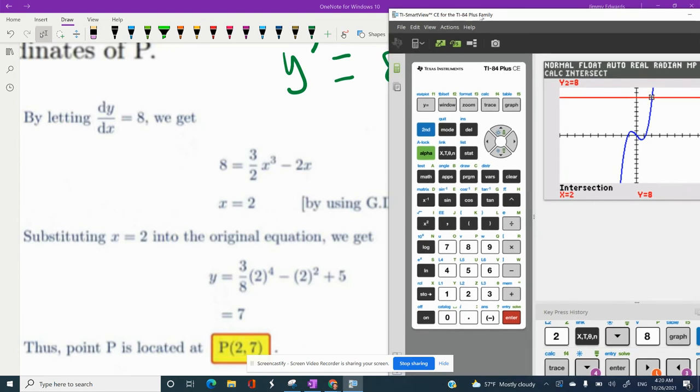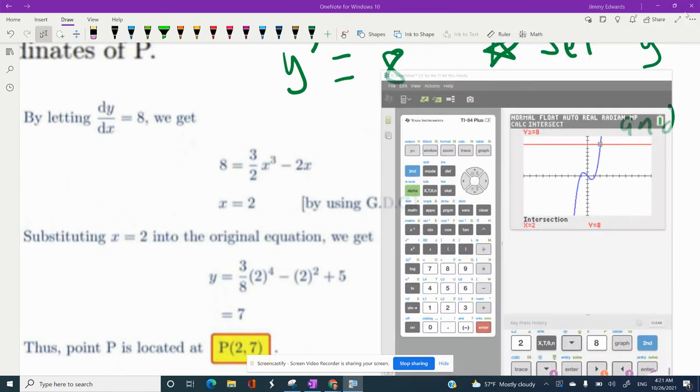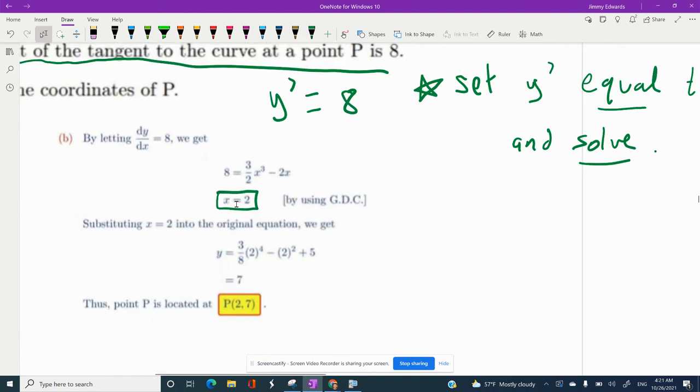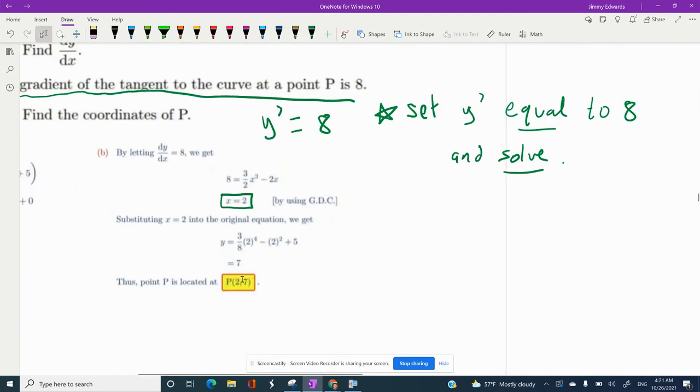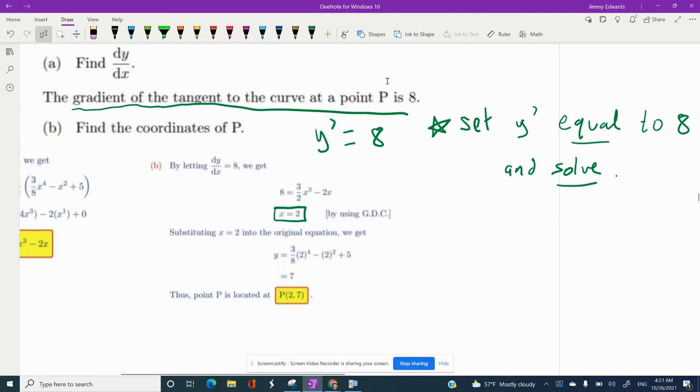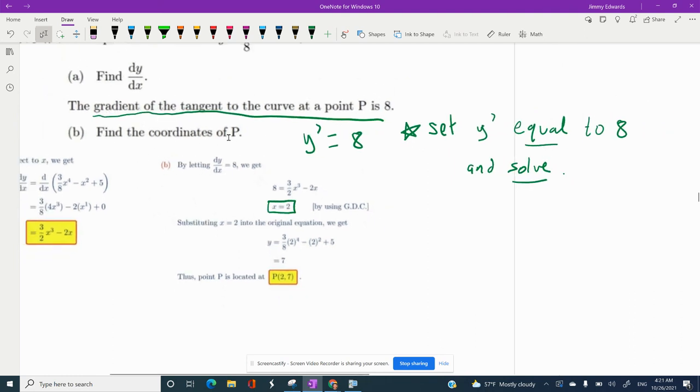And let's see, it looks like this answer key is incorrect. Oops. Oh wait, no, it's not. This intersection point, x equals 2, is the x location of your derivative. But the reason why the calculator was actually correct, and this one is correct, is that it says find the coordinates of the original function. Find the coordinates of P, which was the original function.